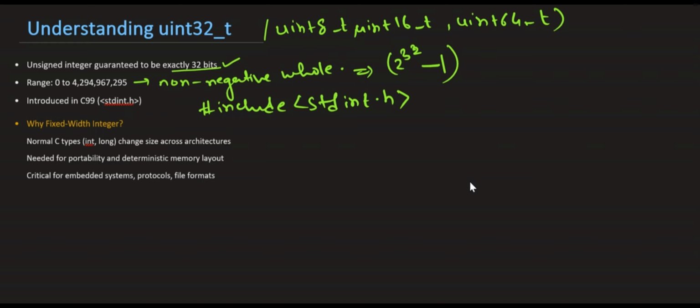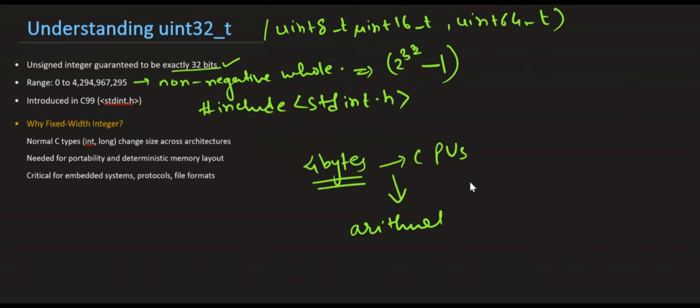32-bit is a sweet spot in most embedded systems. Why? Because it matches the natural word size. So you know what a word size is, right? That is 4 bytes. So it matches the natural word size of most CPUs, and because of this, it makes it very easy for the CPUs to do arithmetic calculations fast and efficiently. So this is one of the advantages of using uint32_t.